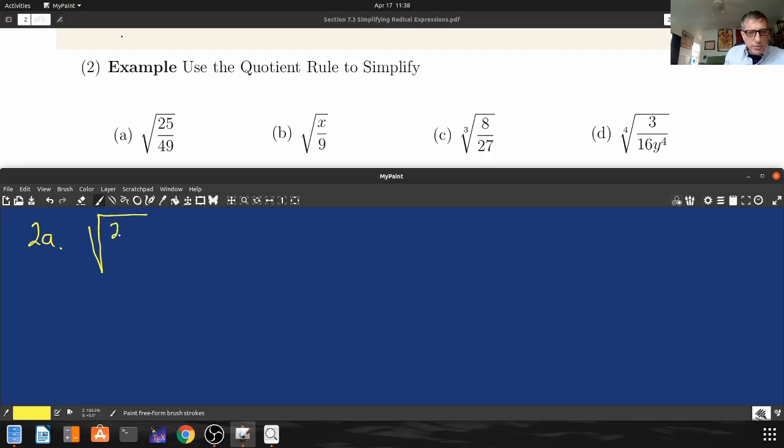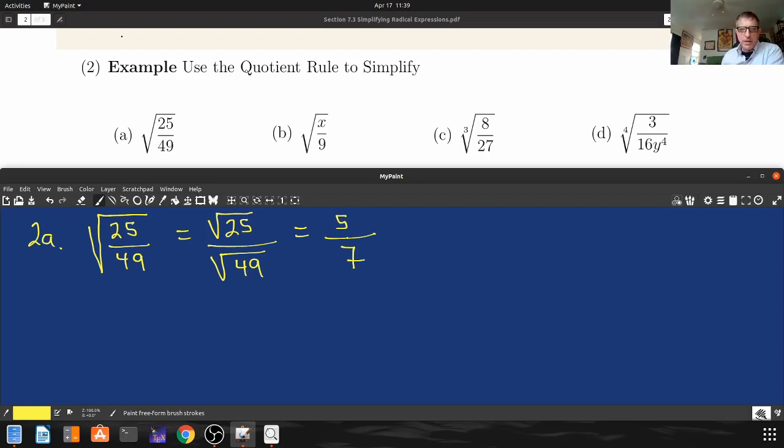I want to find the square root of 25 over 49. By the quotient rule, that's just, and remember, this denotes the positive branch, the positive square root. So this is going to simplify. The square root of 25, the positive square root, is 5, and the positive square root of 49 is 7. So that simplifies to 5/7. Why don't you go ahead and try to do number B?